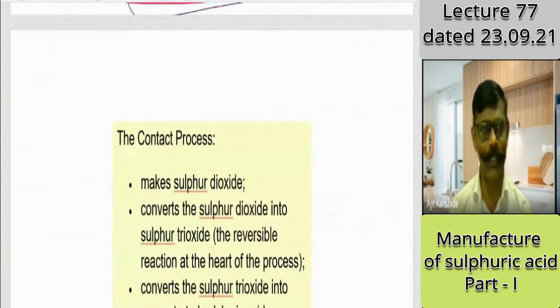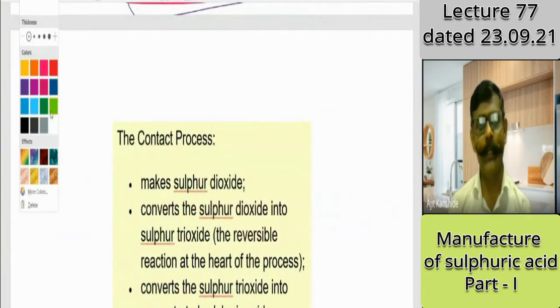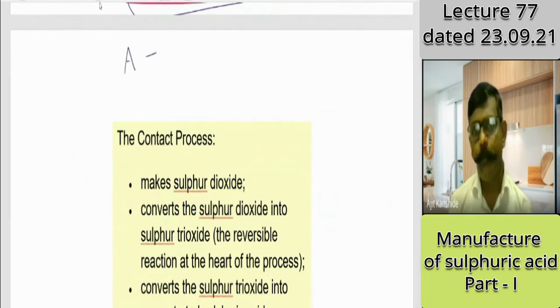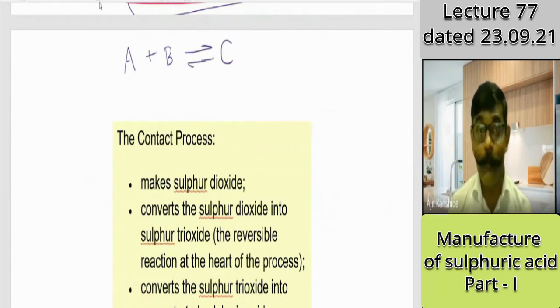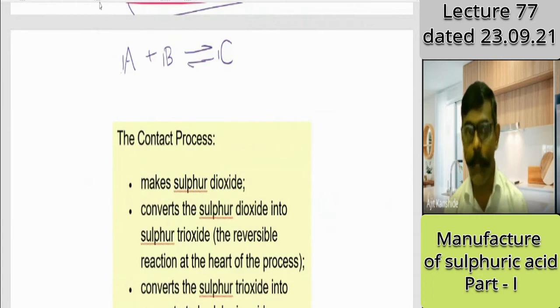Now, an interesting thing I tell you. Let us consider one other example. A plus B produces a product C. Here the number of molecules of each reactant is 1, and the product is also 1. Means by this combination, this product is produced.